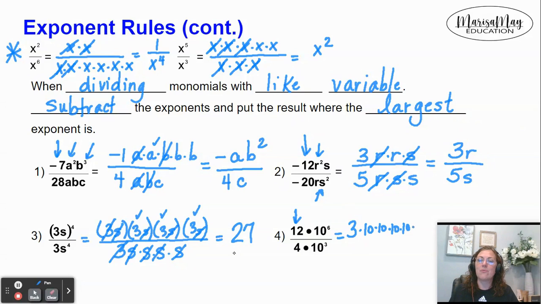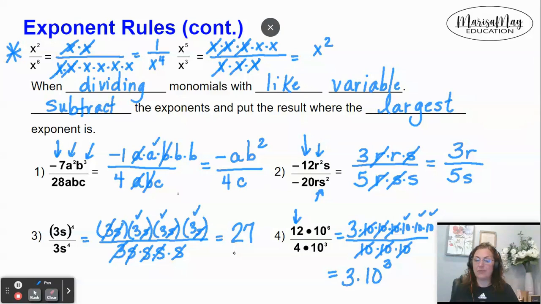There's 3 of them, 4, 5, and 6. And then on the bottom, you have 3 of them, 10 to the 3rd. So 10 times 10 times 10. 1 ten on the top cancels with 1 ten on the bottom. There we go. Look at what we have left. We have 3 times 3 tens being multiplied together. That's 10 to the 3rd.